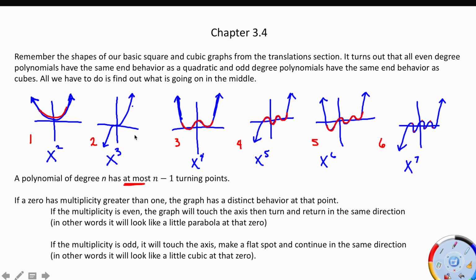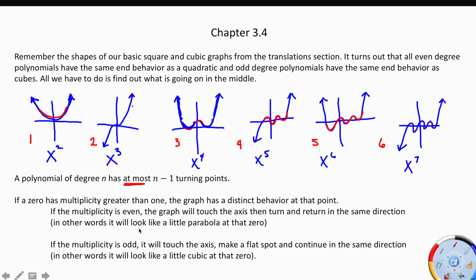That means this point right here, there are really three zero solutions. If x cubed equals 0, then x is 0, x is 0, x is 0. So the effective multiplicity makes a little flat place in your graph. If the multiplicity is even, then it does like this, right? It makes a little mini parabola there. It touches the axis, is a flat place, and goes back the way it came from.